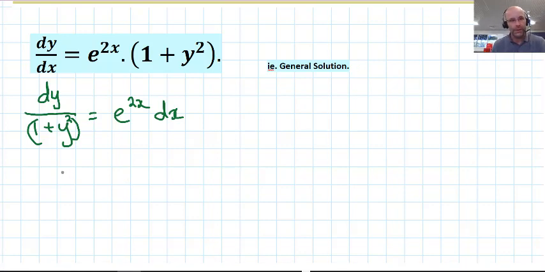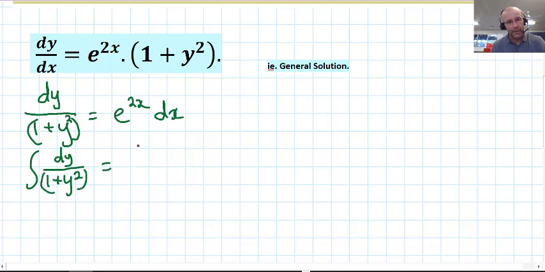What we do then is integrate both sides, the left hand side with regards to y. So it's like saying the integral of 1 over 1 plus y squared dy, and the integral of e to the 2x with regards to x.